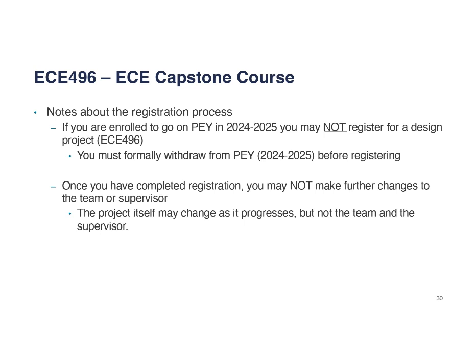You are definitely going to be doing 496. This is for the students who are currently in 3rd year who are going on their PY. So you cannot register. Those students, you cannot register. Okay, you would have to formally withdraw from next year's PY in order to register. Okay, and as I said, once you've completed registration, you may not make further changes. Not without a lot of pain.